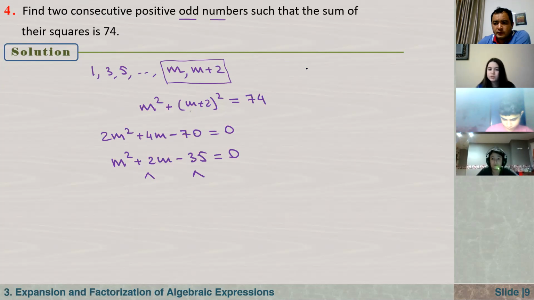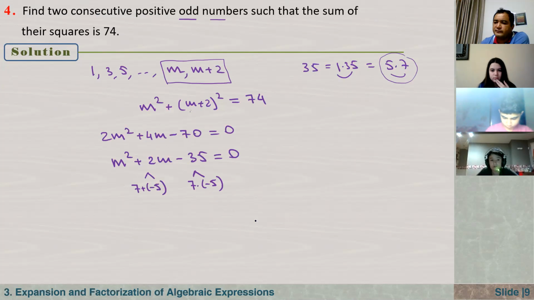I'm pretty sure one should be negative something. But now 35, immediately factor this. How can I factorize this? I can just factorize it as 1 times 35 or 5 times 7. Do we have any other way to factor 35? No. So either those numbers must be this pair or this pair. But here, as you see, the difference between these two numbers is 2. So okay, it should be 7 and negative 5. And how about here? 7 plus negative 5. As you see here, 7 times negative 5 equals negative 35. 7 plus negative 5 is equal to 2.